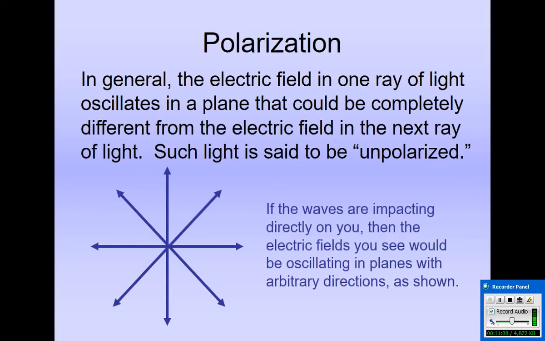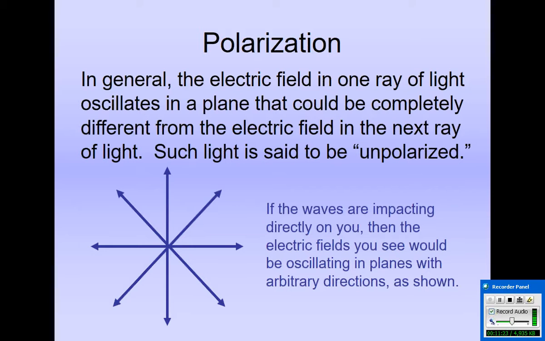There is no particular reason in general for the electric field oscillations in one beam of light to be parallel to the electric field oscillations in a subsequent beam. Each beam of light can have a different orientation for the oscillations of the electric field. So you might see one beam of light that's coming in up and down.